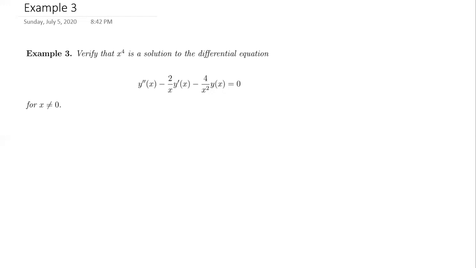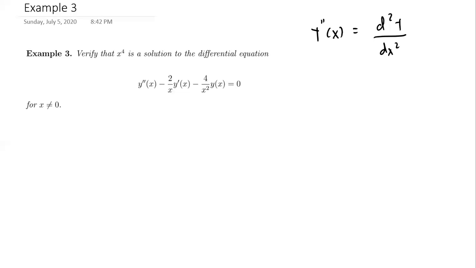Y double prime. Remember that you can write derivatives in two different ways. You can use this notation, which is the same as saying the second derivative. The number of apostrophes and the exponent of the y is the number of derivatives you're taking. So verify that x to the fourth is a solution to this differential equation: y double prime minus 2 over x y prime minus 4 over x squared y equals 0.